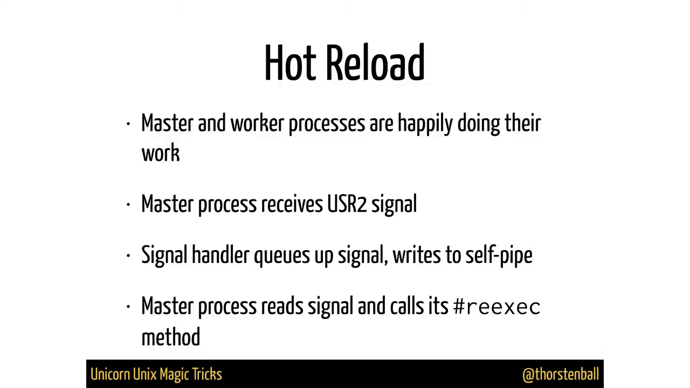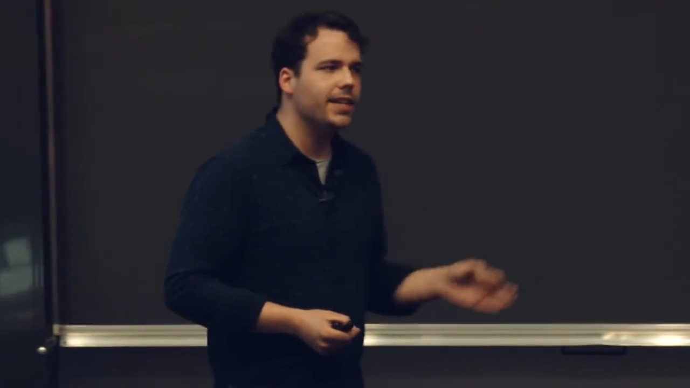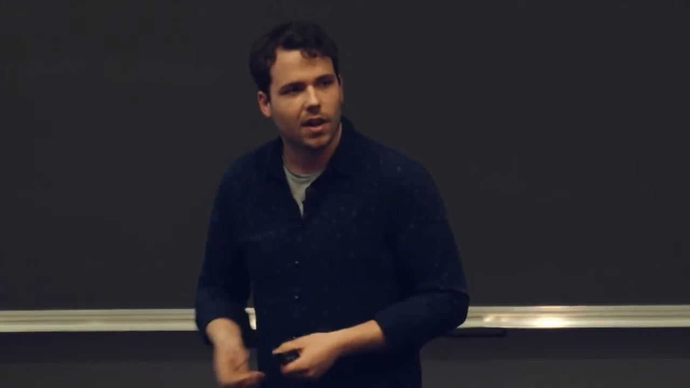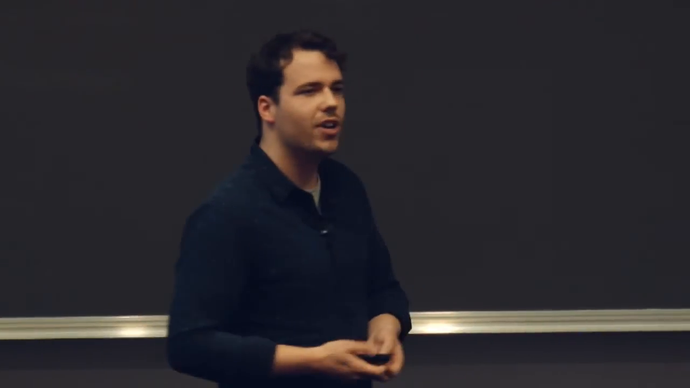So let's say the master and the worker process are happily doing their work. The master is in its main loop, it's going to sleep, it's checking up on workers, and so on. But the worker processes are handling connections. And now suddenly the USR2 signal arrives, which means Unicorn, please do a hot reload. And again, the signal action just writes the name of the signal to the queue and writes a byte to the self pipe. The master process wakes up from its main loop, from the sleep, and it sees that it has to do hot reloading.